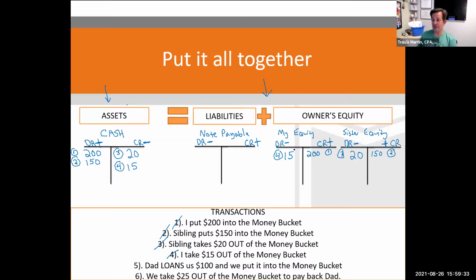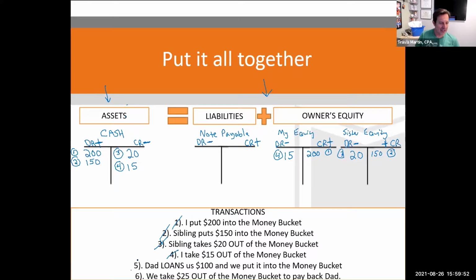15 on the debit side, 15 on the credit side. That's the magic that keeps our accounting system in balance. It's a double entry. We have two sides working together to keep everything in balance. All right, two more here. We're going to run out of time in about 15 minutes, so we'll move along.